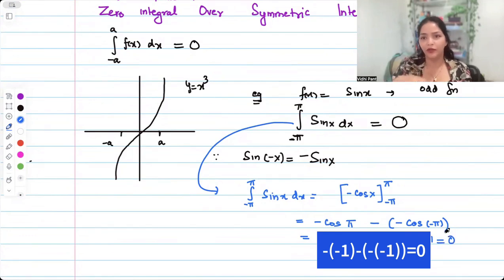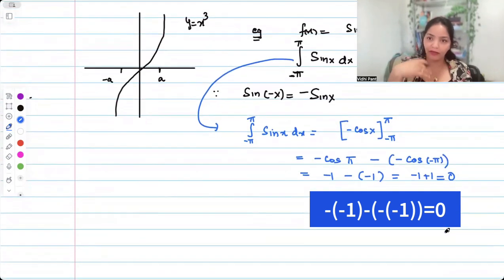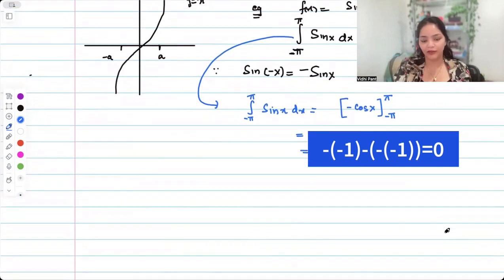So this will always happen. You need to actually remember it. For an odd function, if you have the integral from minus a to a of f(x) dx, it will turn out to be 0.